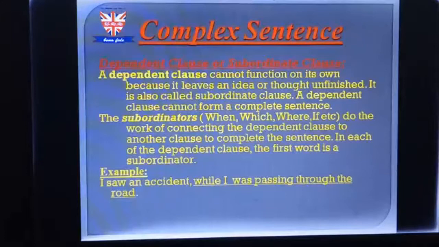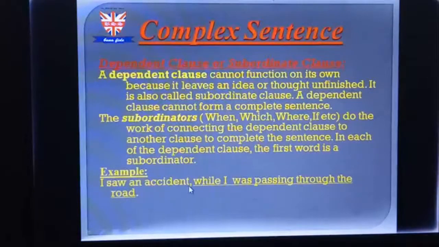So how can we identify that a clause is dependent? From the subordinators. When, which, while, where, if, all these are subordinators. If you see a subordinator at the beginning of the clause, that will be a dependent clause. So look at the example now.